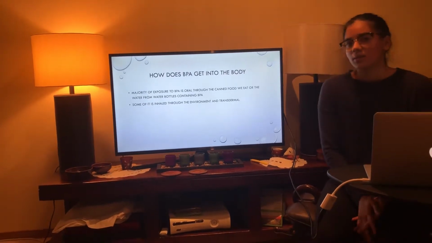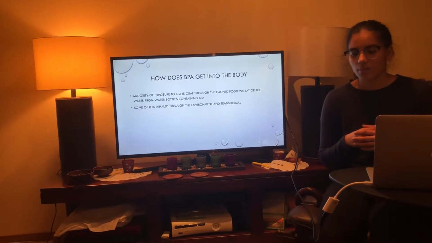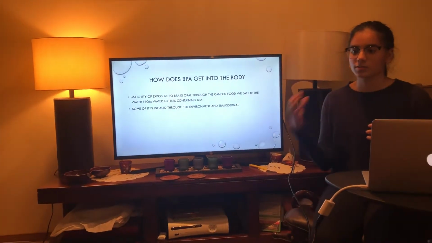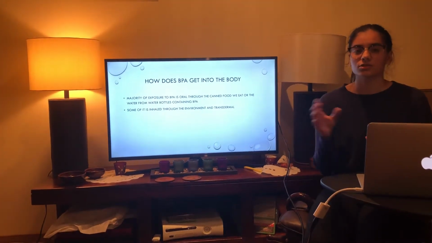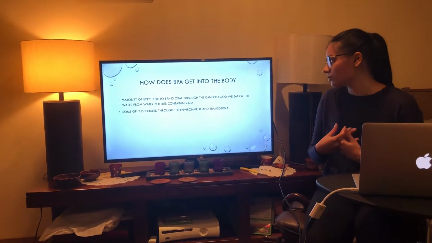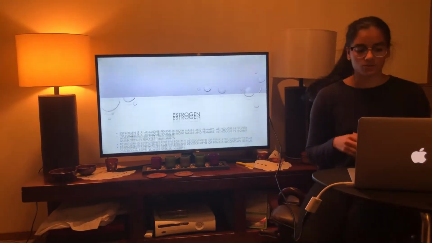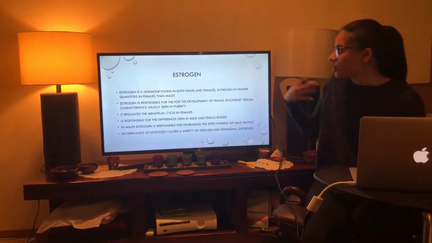The majority of the way that BPA gets into your body is orally, so you ingest it. When something is packaged with BPA, a part of that BPA gets into the food, which we then eat. But sometimes it can get in through the environment, through dust in the air, or also through transdermal means. And just a quick overview of estrogen.